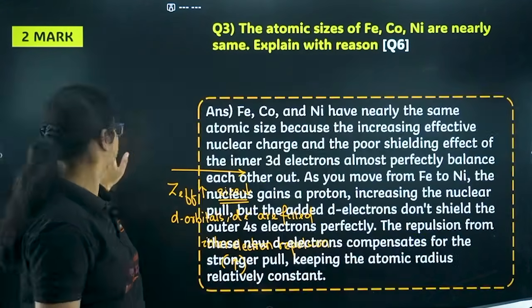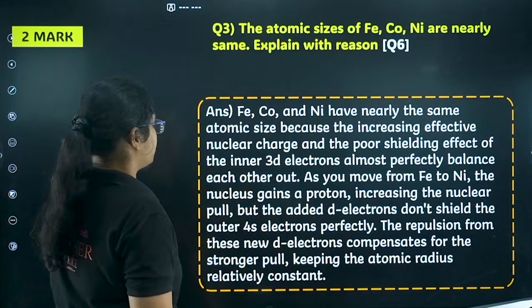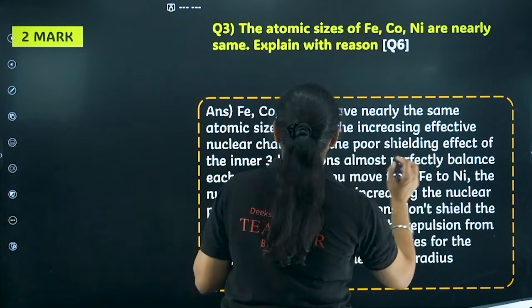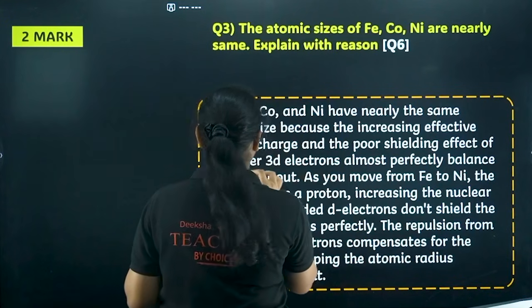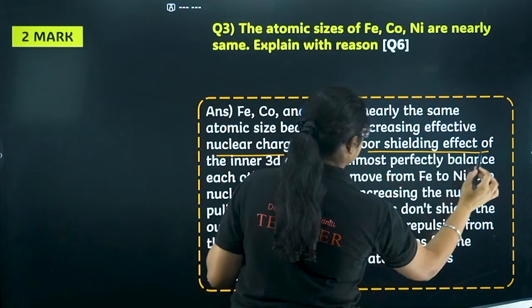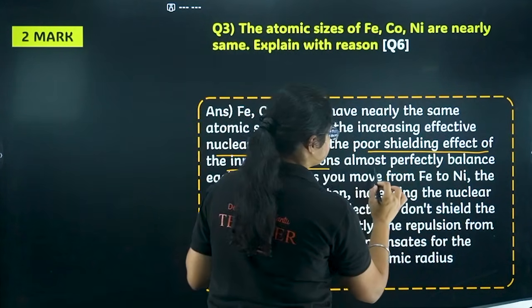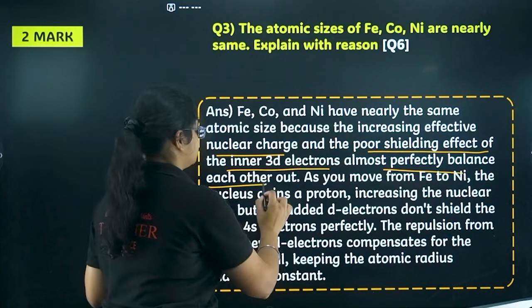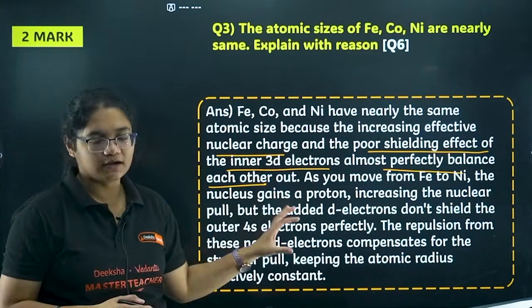So how can you write this one? You can just explain this in this way. Iron, cobalt and nickel have nearly the same size because the increasing effective nuclear charge and the poor shielding effect of the inner d orbitals almost perfectly balance each other out. Then you can explain the terms in detail.